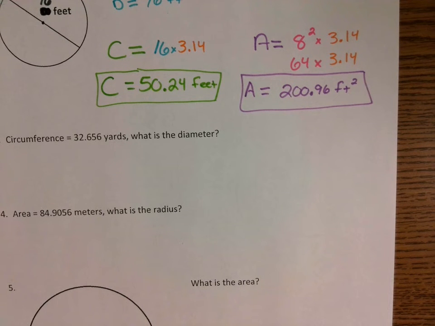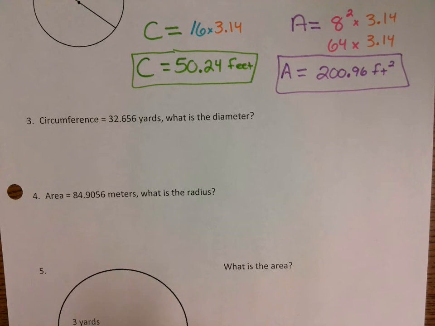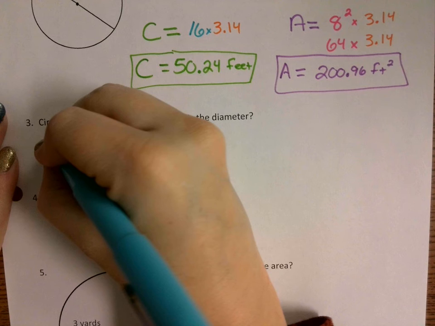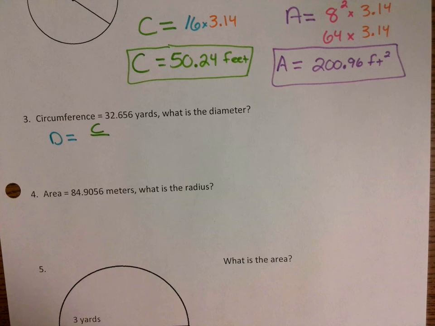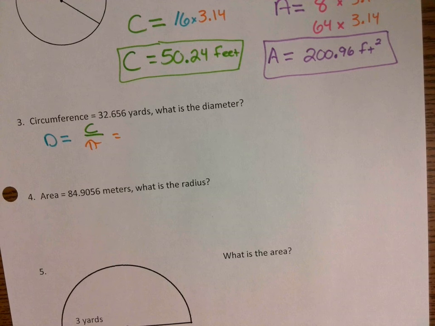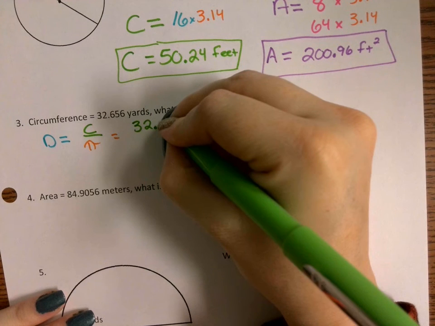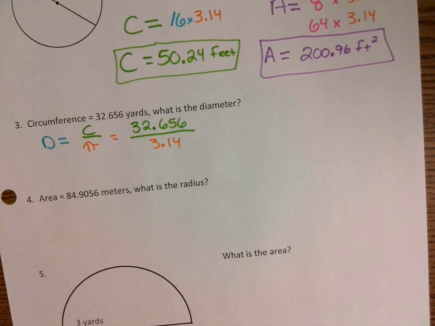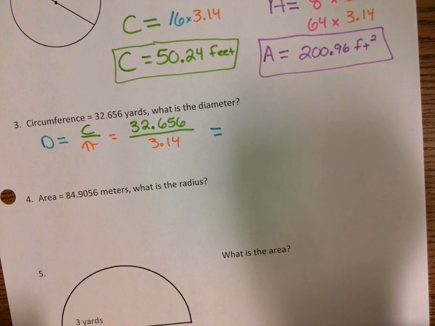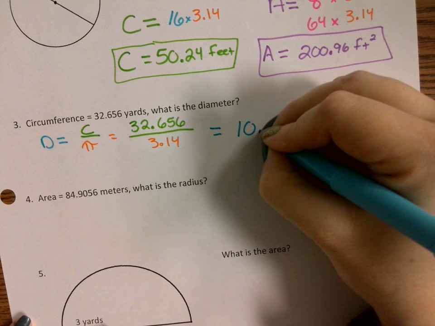All right, problem number 3. We're given the circumference. I want to know the diameter. So, you're going to take your circumference and you're going to divide it by what? By 3.14. Divide it by pi. So remember, to find diameter, you take the circumference measurement and you divide it by pi. So we're going to take 32.656 and we're going to divide it by 3.14. And what do we get for the diameter's measurement? 10.4. And that is yards.